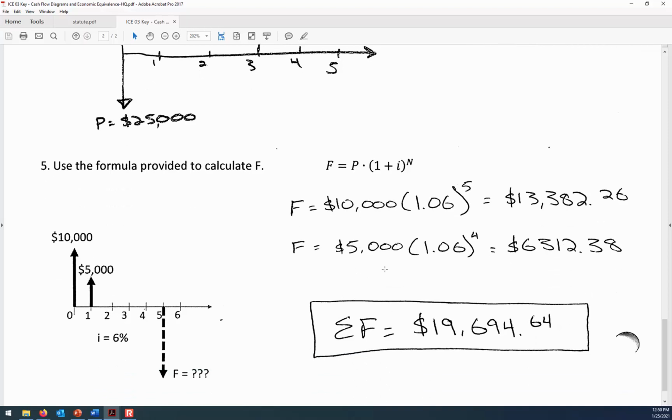And so here's another way of doing it. Move the 10,000 5 years into the future. So you can see I'm using n equals 5 for the 10,000. And then I'm moving the 5,000 4 years forward in time. And then I combine those two amounts that have now been moved forward in time to year 5. And so the future value is $19,694 and 64 cents.